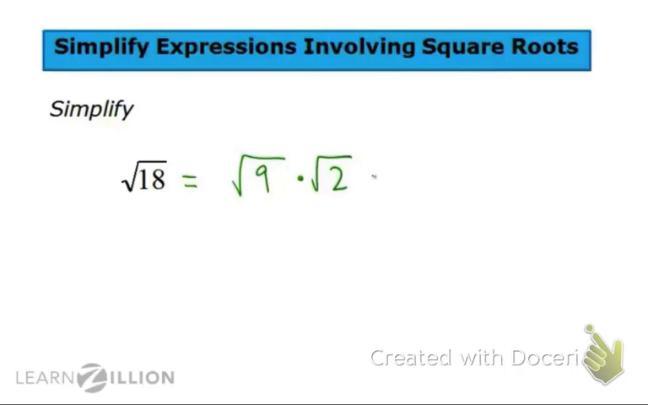But since radical 9 is equal to 3, I can replace the radical 9 with a 3. 2 is not a perfect square, so there's nothing I can do with the radical 2. I have to leave it as radical 2. So I can simplify radical 18 into 3 radical 2. This is still an irrational number, but a simpler form of this irrational number. It is simpler because it will allow us to complete operations with this irrational number a little bit later in algebra and algebra 2. Let's try another.